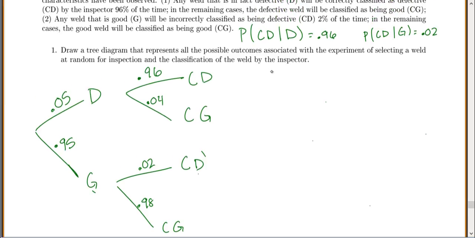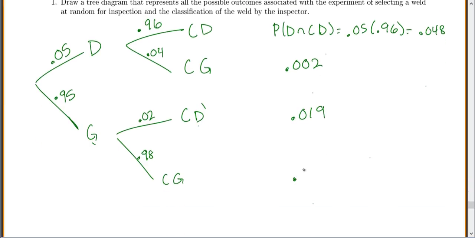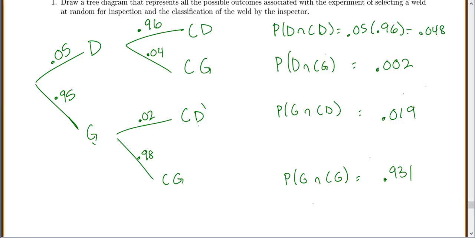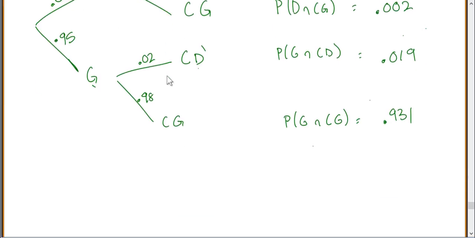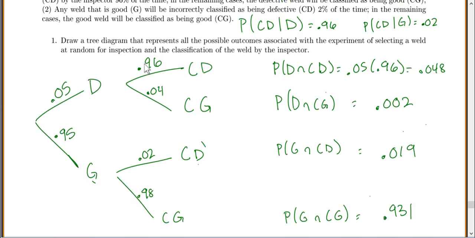Now you find the probability of the intersection, so the probability of D intersect CD is 0.05 times 0.96, which gives me 0.048. And for each of the others we get 0.002, 0.019, and 0.931. Again, these are the probabilities of each intersection. And you find them by multiplying along the branches. And notice what probabilities were on this second set of branches? It was the conditional probabilities.